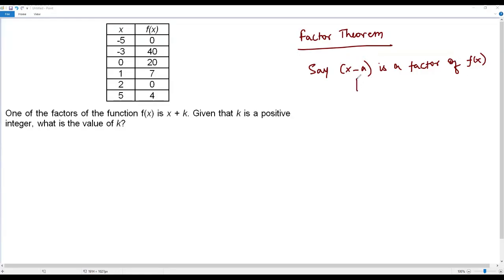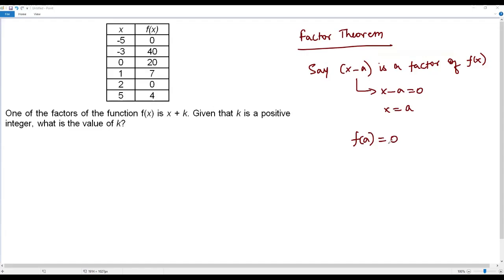Now I'm going to equate this factor x negative a to 0 and solve for x. So when I solve for x, I'm getting x equals a. Now I'm going to plug in this value a for x into the function f of x. So then I'm getting f of a. Since x negative a is a factor of the polynomial function f of x, the value of f of a must be 0. So this is called the factor theorem.